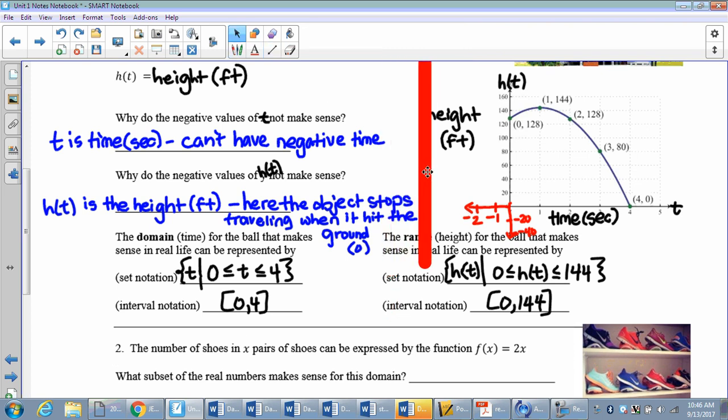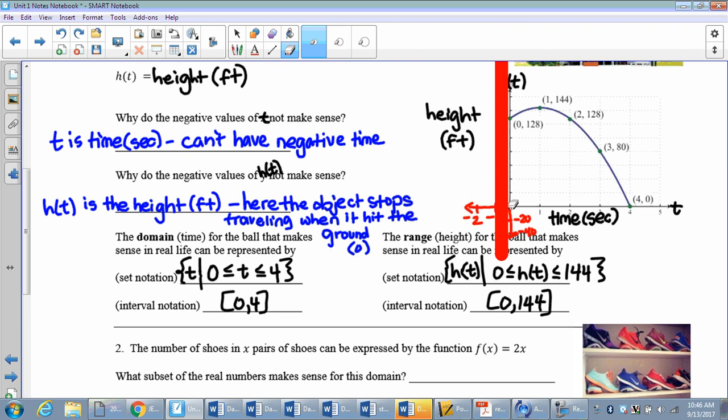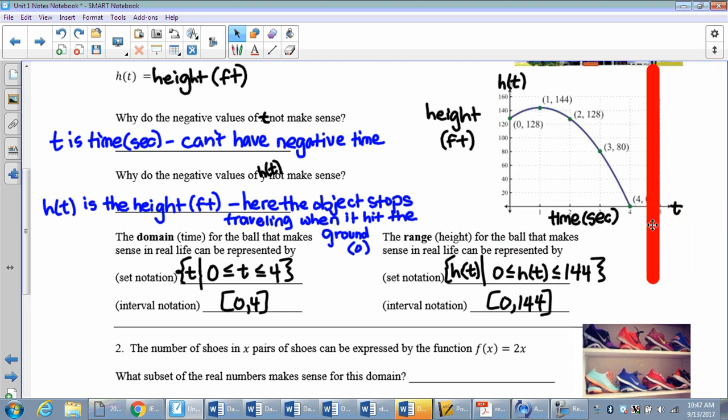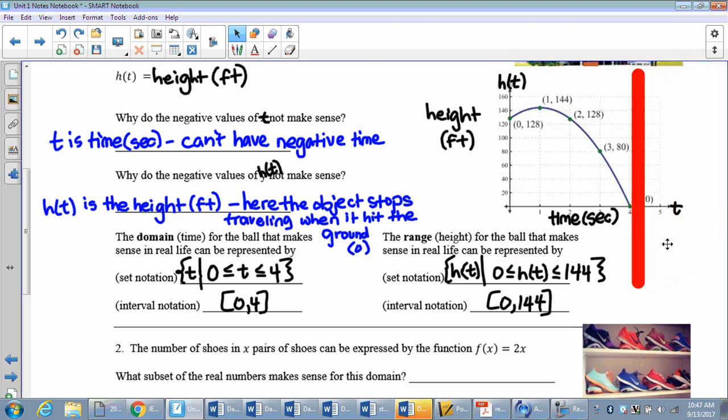So when I come in from the left for the domain, I stop when I hit the graph, and I ask myself, where am I on the x-axis? I'm going to get rid of my red writing just in case that gets in your way of seeing it. On the x-axis, I'm at 0, so that's where this 0 came from. Then I'm going to come in from the right side, so coming in from the right, I stop when I hit the graph, ask myself, where am I on the x-axis? I am at 4, so that's where 4 came from. So t, our time, is between 0 and 4 seconds.